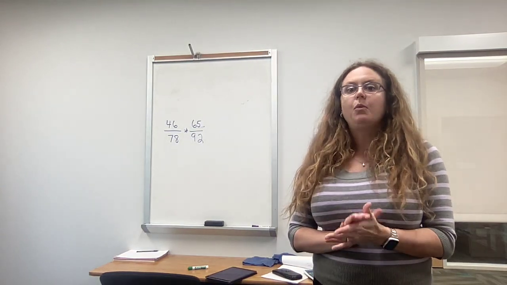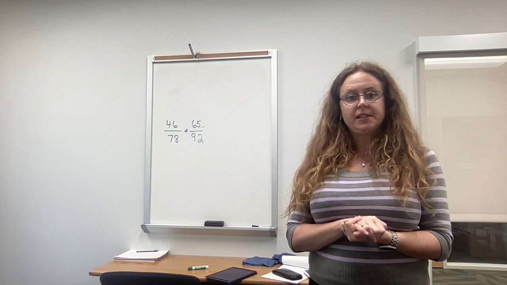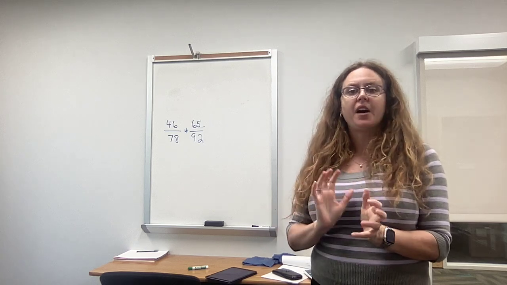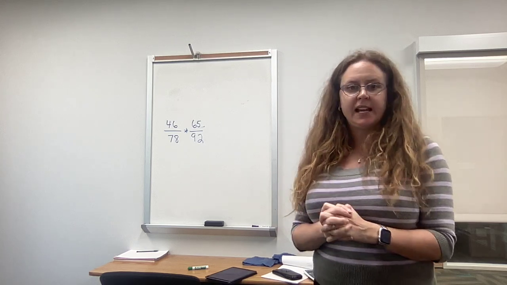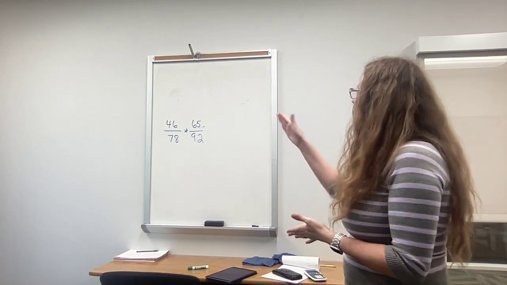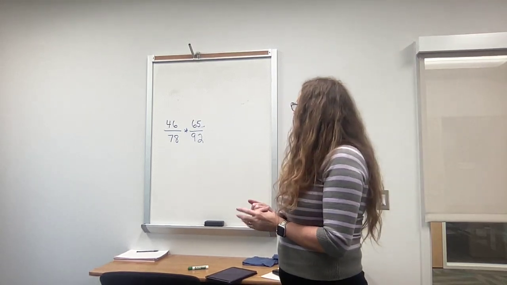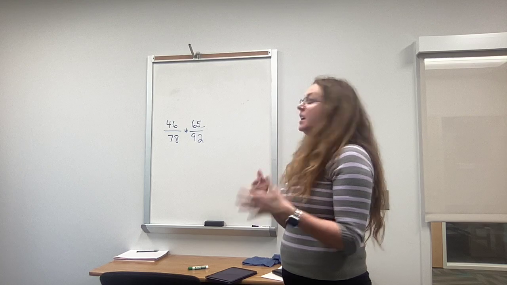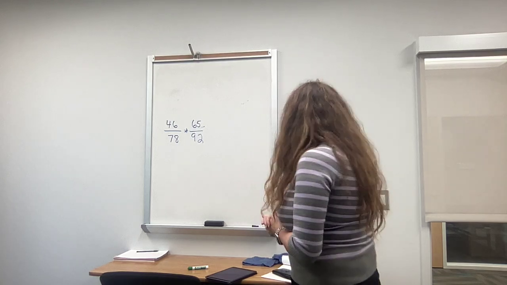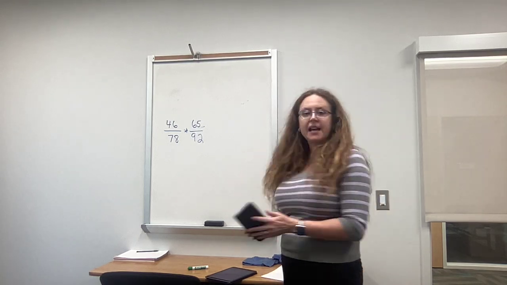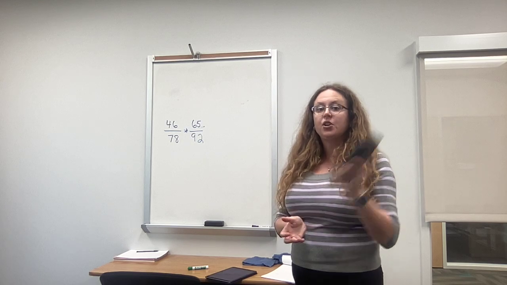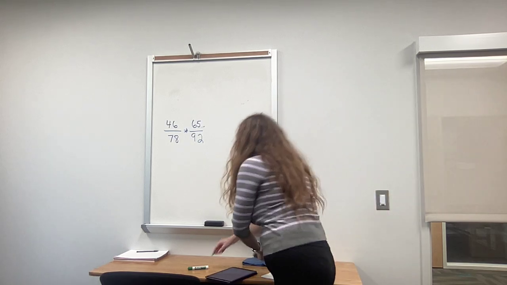In this video, I want to talk about multiplying fractions again and go over some of the calculator steps that can help make these a little bit quicker. So we've got our problem, 46/78 times 65/92. And I know one of these can be reduced down at the beginning, but I'm going to keep it exactly as it is, like I said, so we can go over some calculator steps.